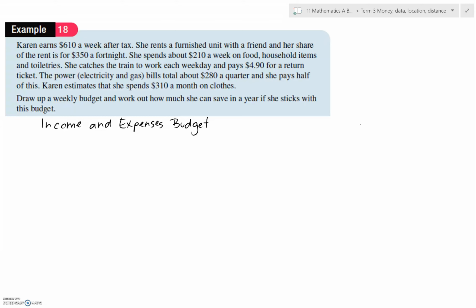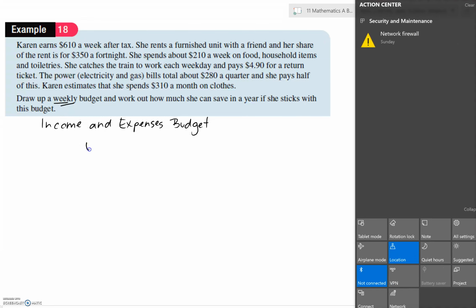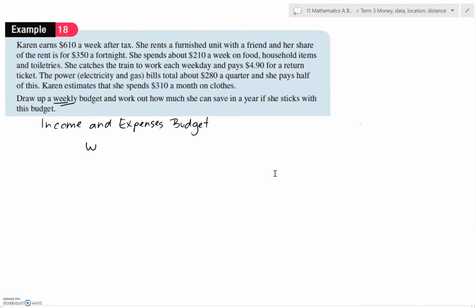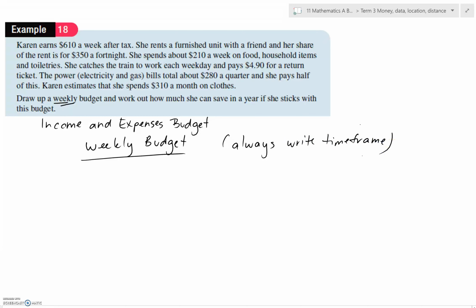Karen estimates that she spends $310 a month on clothes. Draw up a weekly budget. So that's really key here, weekly budget, and work out how much she can save in a year if she sticks with this budget. So whenever you are doing a budget, it's really important that you write the time frame in the title. So weekly budget, always write a time frame, because a budget can be done on any time frame. So you must specify what that is at the top. So always write a time frame.